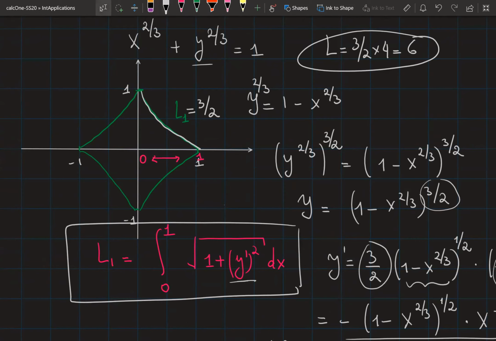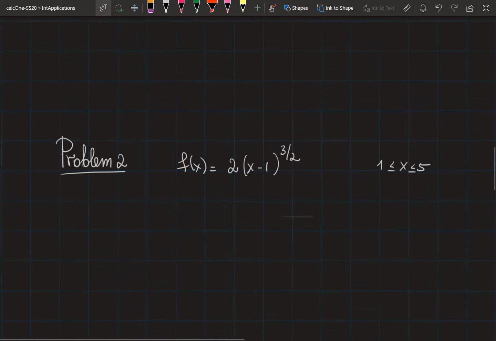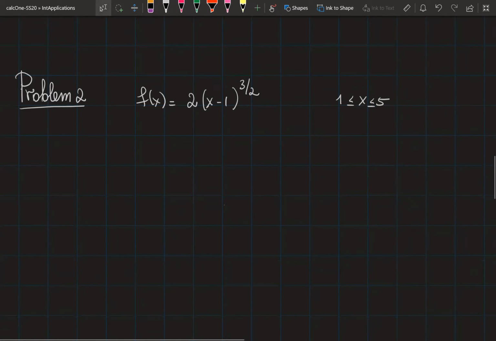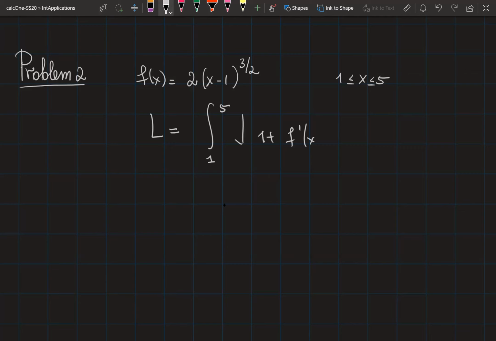Okay, so let's go to the next problem. Problem number 2. We are given this curve. We need to find its length in this interval from 1 to 5. Again, we are going to use the same formula as previously, where the length of the curve is going to be equal to the integration from 1 to 5 of the square root of 1 plus f prime of x squared, and its integration with respect to x.